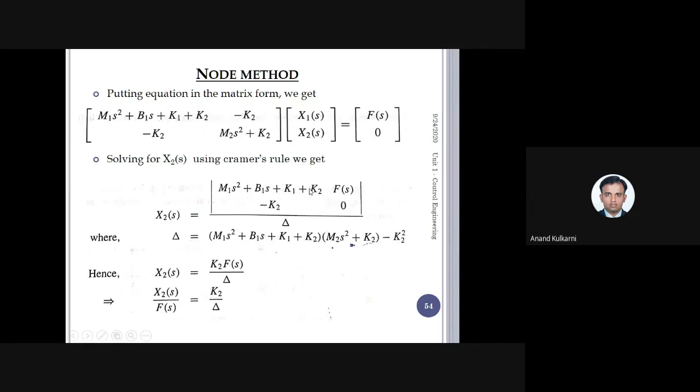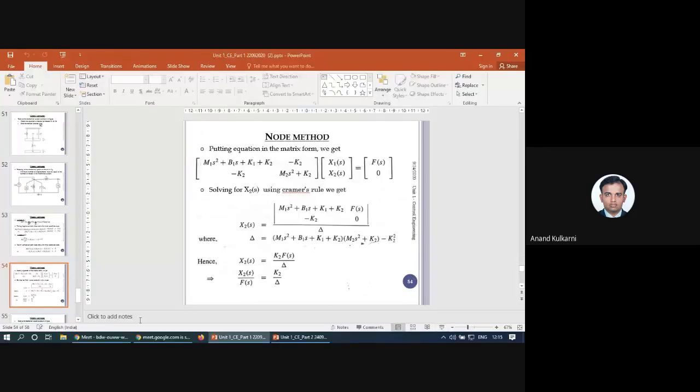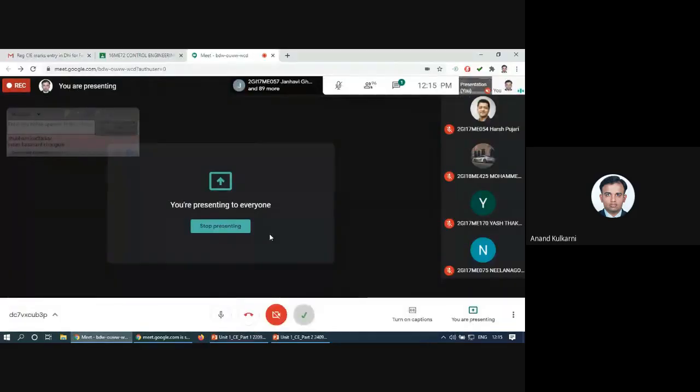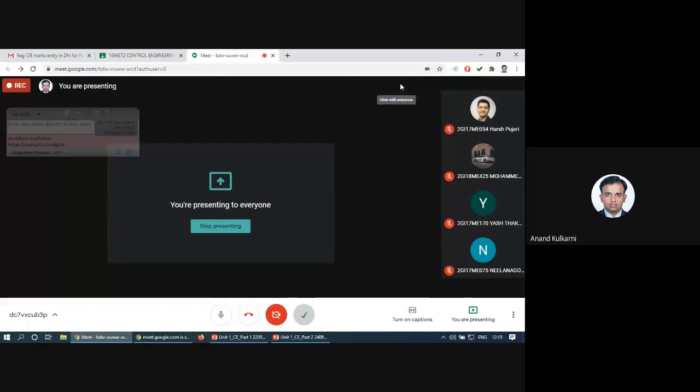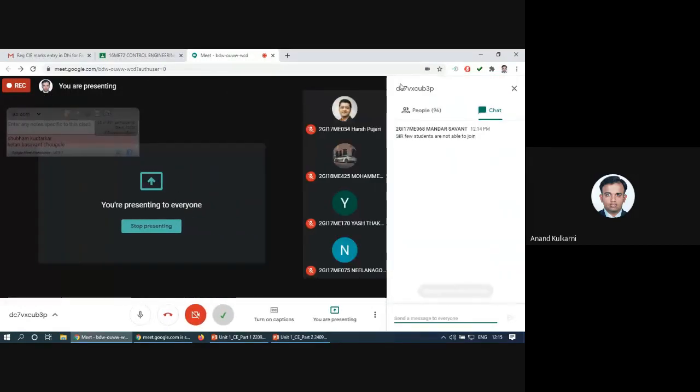So solve this. This term becomes 0. This minus of minus plus k2 into f of s, divided by determinant. So we get x2 of s divided by f of s, nothing but the k2 divided by delta, determinant. So this is the node method. Now I'll just stop here. For those who have not understood, if there are any queries, let me know, or else we'll start with the next one.